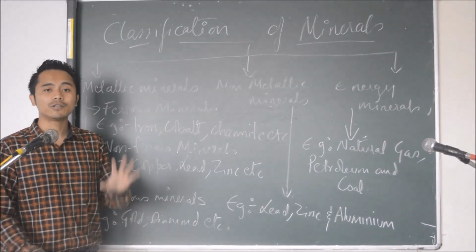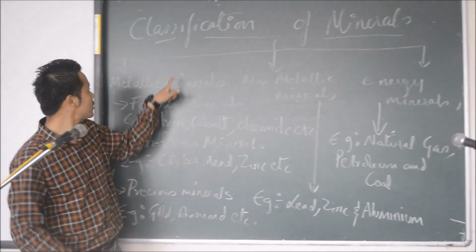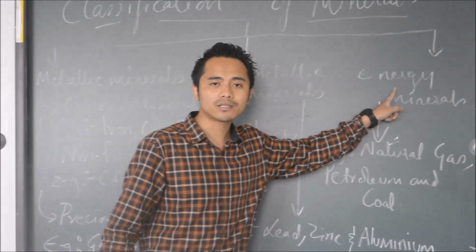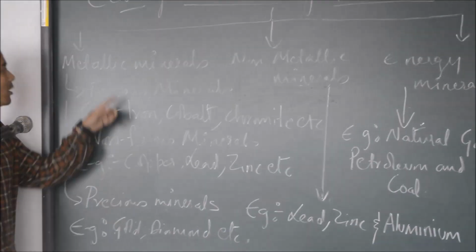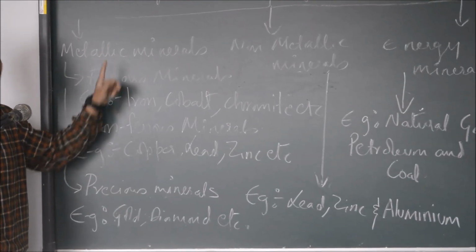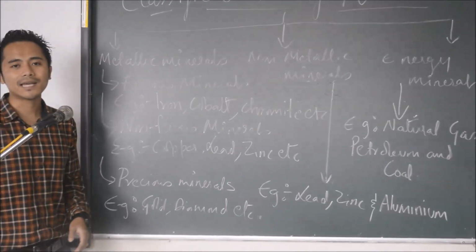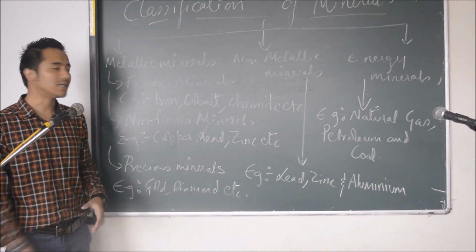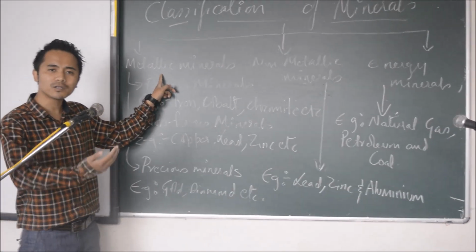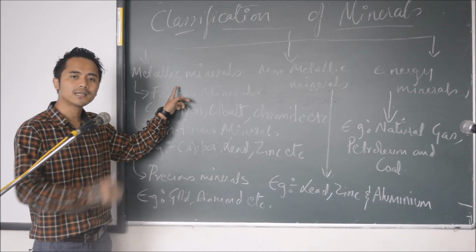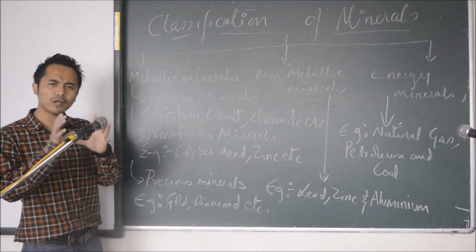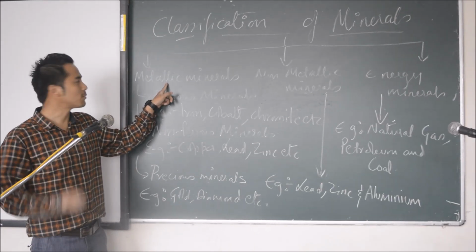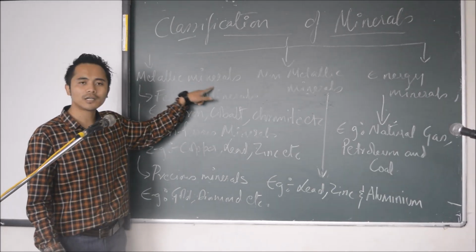Now let's come to a new topic, which is the classification of minerals. Minerals are classified into 3 types. One is metallic minerals, number 2 is non-metallic minerals, and number 3 is energy minerals. What do you mean by metallic minerals? Metallic minerals are those minerals which have metal content in them, or which have hard metal in them. When you hear the words metallic minerals, just remember the word metal. It has metal content in it.